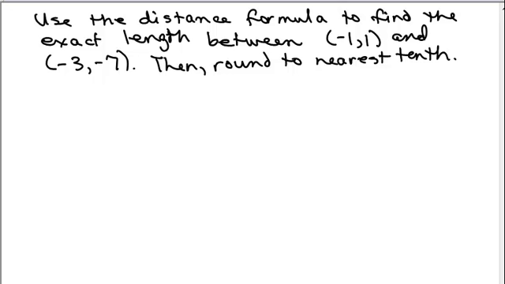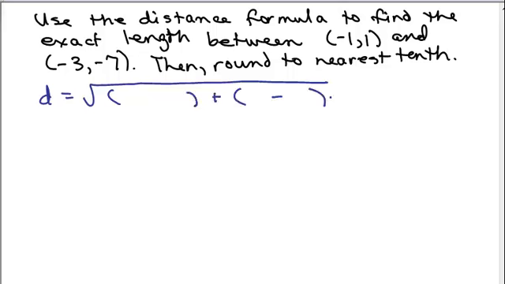Alright, we're going to use the distance formula to find the exact length between the 2 points given. Remember, the distance formula can be written in more than one way. Basically, you are taking the difference of the x-coordinates and squaring it, the difference of the y-coordinates, squaring it, adding them up together, and then taking the square root.